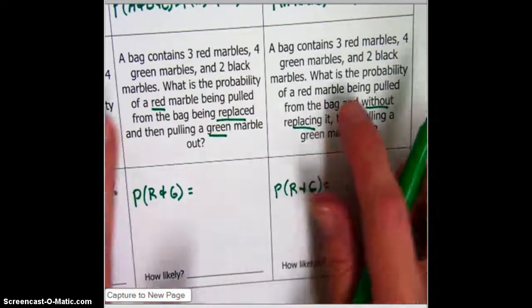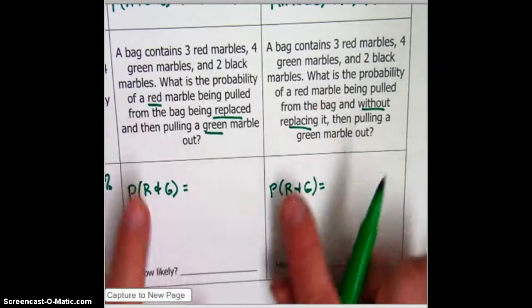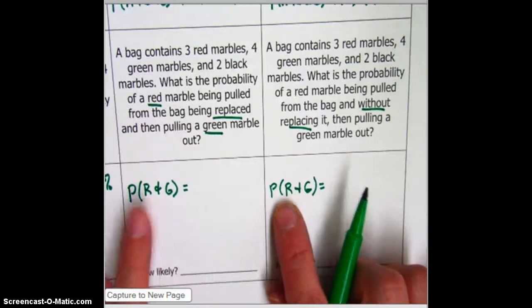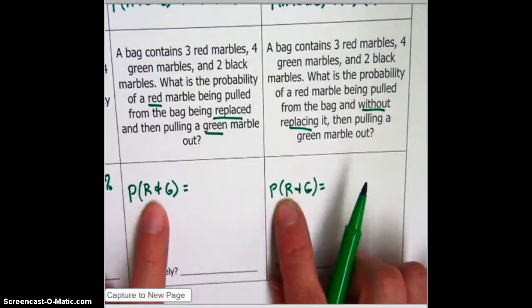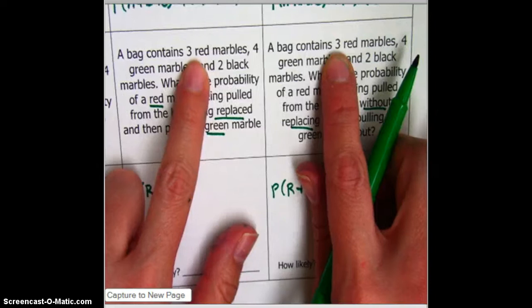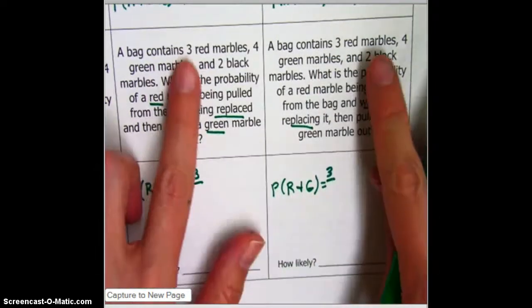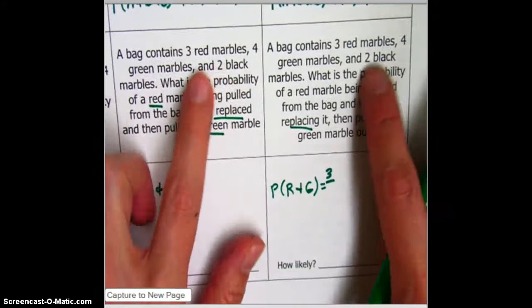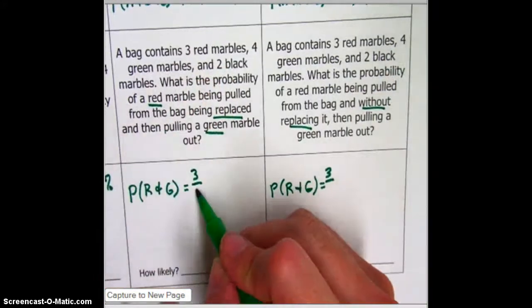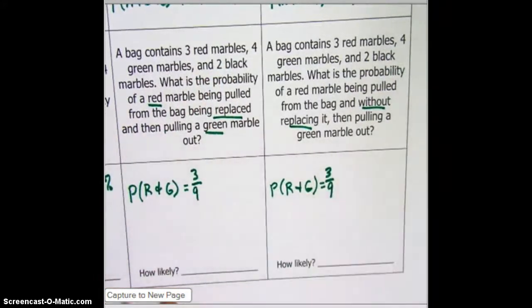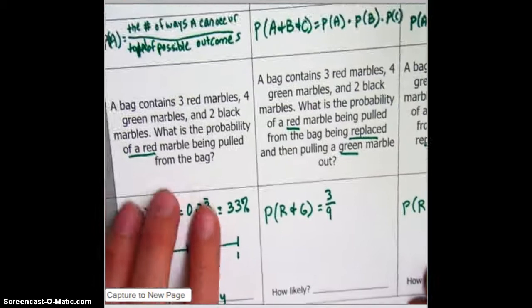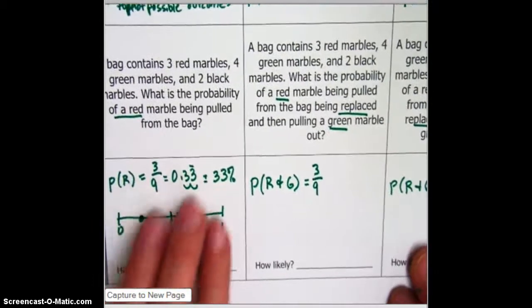When we first start off, both of the bags look exactly the same. So both of the bags start off the same for the red. How many reds are there? In both cases, we start off with 3 reds out of, there's 3 plus 4 is 7, and 7 plus 2 is 9. So there's a 3 out of 9 chance that we're going to pull a red, just like before here. And at this point we stopped.